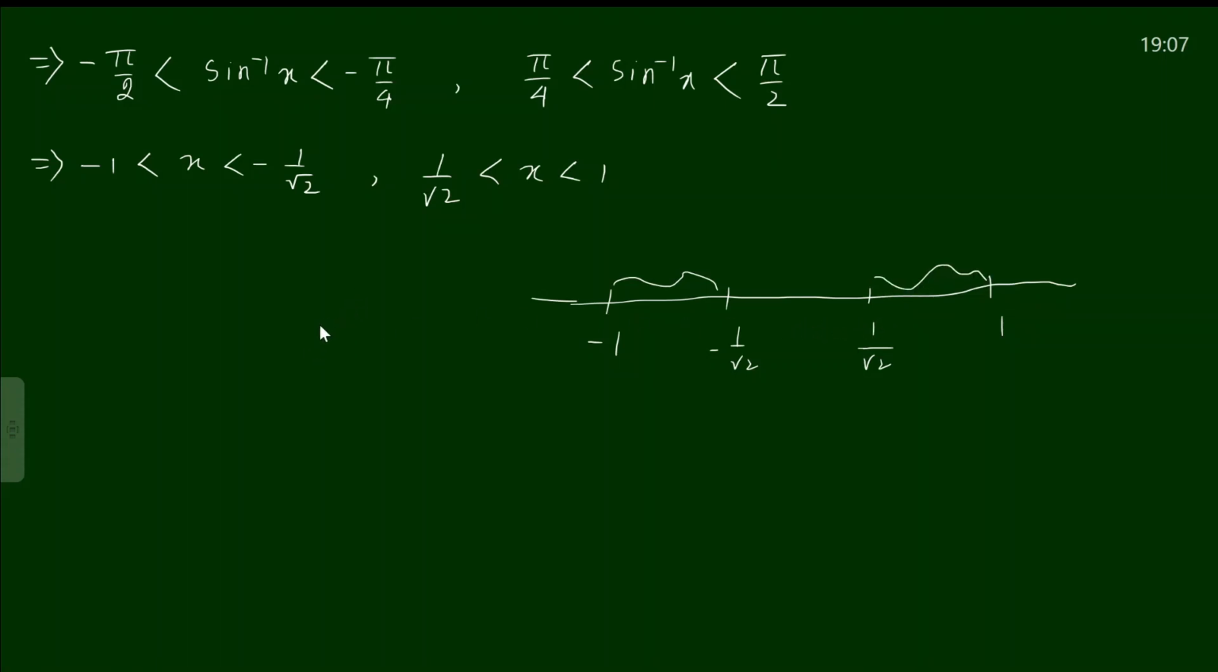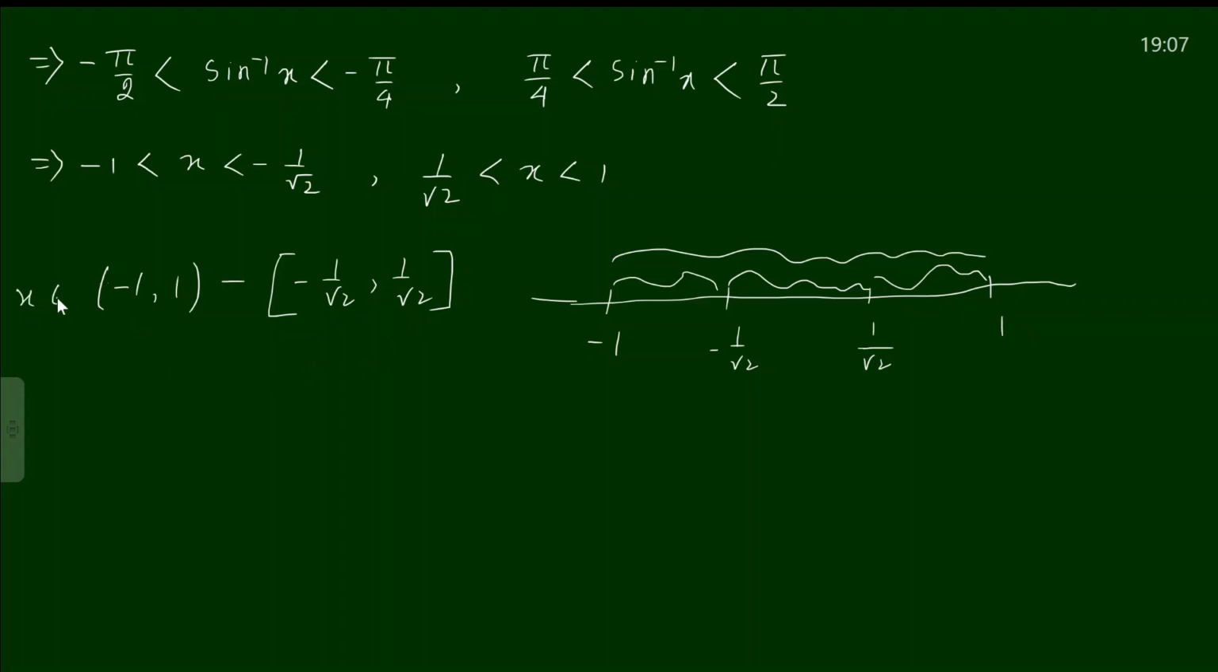And that is written in this way also. Both of these two combined can be written in this way: it is the interval from minus 1 up to 1, that means from here up to here, minus the closed interval of minus 1 by root 2 to 1 by root 2. So this is the interval where x belongs.